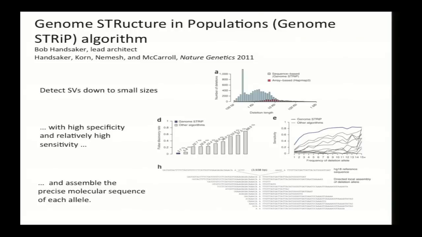Bob's work to bring all of these different kinds of information to bear on the analysis has resulted in a set of algorithms that have a far lower false discovery rate than any of the other algorithms available in the field, which I think is going to begin to make possible really rigorous, well-controlled association analysis at genome scale. It also compares favorably in sensitivity to all the other algorithms in the field, and finally they can assemble the precise molecular sequence of each allele, exactly where the breakpoint is, and the sequence on each side.